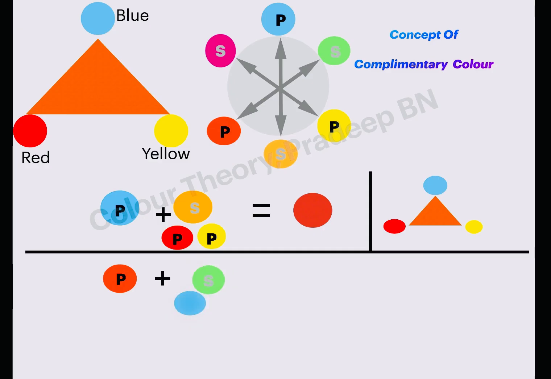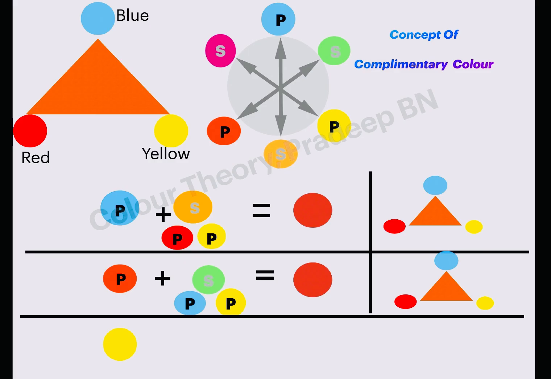So again here also you can see red is primary, green is secondary, and green is made up of blue and yellow. So blue and yellow are primary colors. Again when you mix blue, red and yellow you get brown. So again you can see yellow is primary and violet is secondary. But violet color is made up of two primary colors, that is blue and red. So again you need to understand the concept here. When you mix blue, red and yellow you get brown. So that's how you get the complementary color. So please do understand the concept to understand the complementary color.